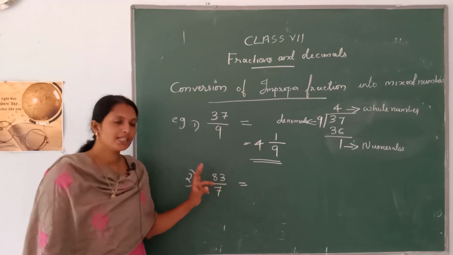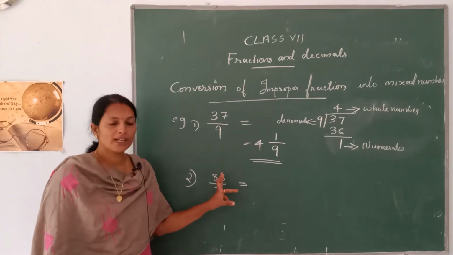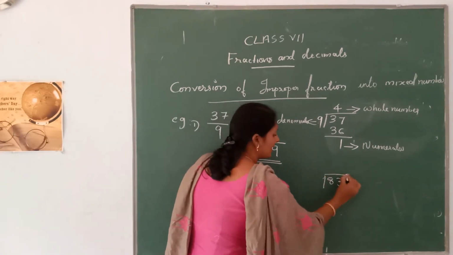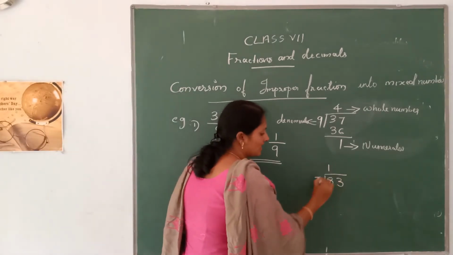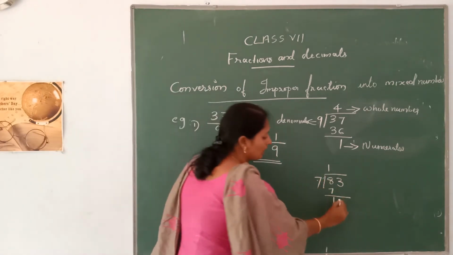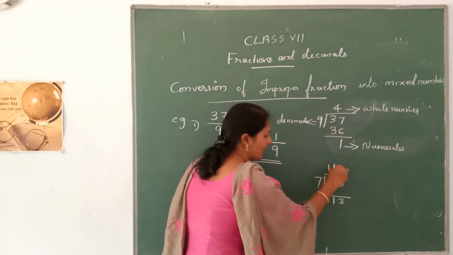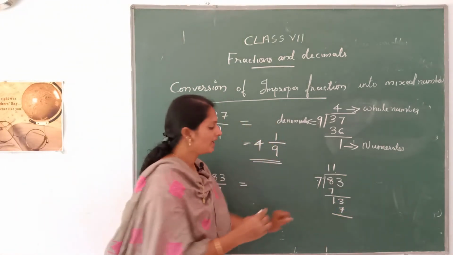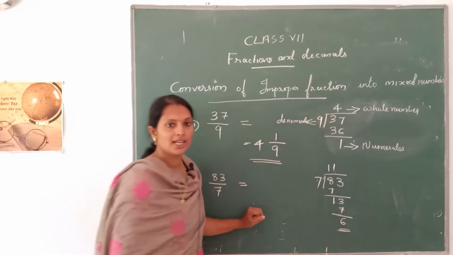When we convert this improper fraction into a mixed number, we will divide the numerator by the denominator. That is 83 divided by 7. How many 7s in 8? That is 1. 1 7 is 7. Then 8 minus 7, 1. Bring down 3, 13. Then how many 7s in 13? That is 1. Then 1 7 is 7. Then 13 minus 7 is equal to 6. Therefore, the remainder is 6.